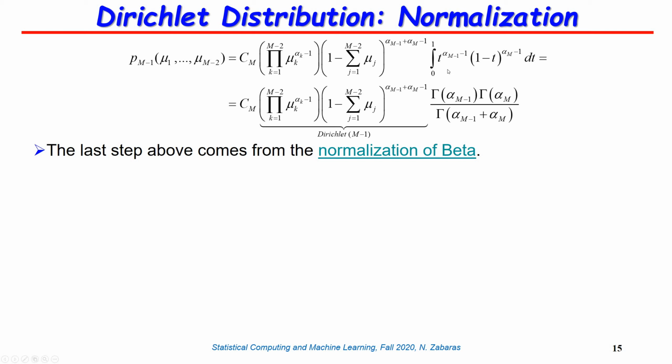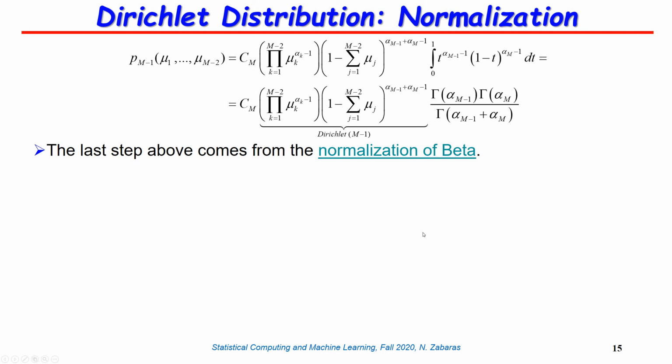Cm times this, right? We're going to have to prove that they are going to give us the correct normalization term for the m-dimensional Dirichlet distribution. But if you pay close attention, here I have m minus 2 terms, and then I have another dependent term. So I really have a Dirichlet distribution in m minus 1 dimensions. So Cm times all of these gamma factors that came from the integration have to be the normalization constant for a Dirichlet distribution in m minus 1 dimensions.